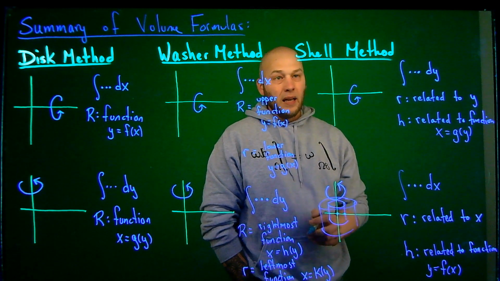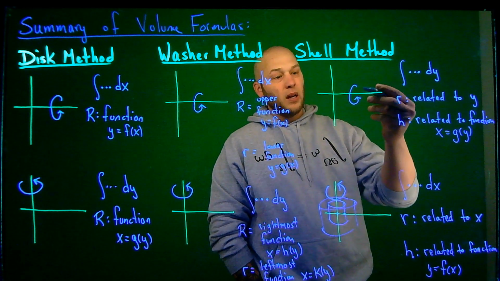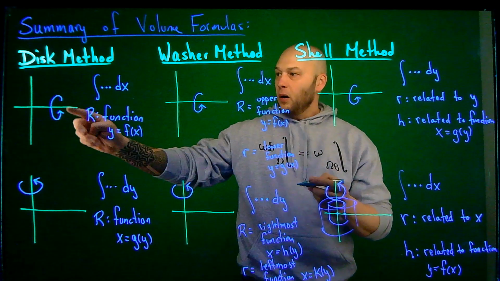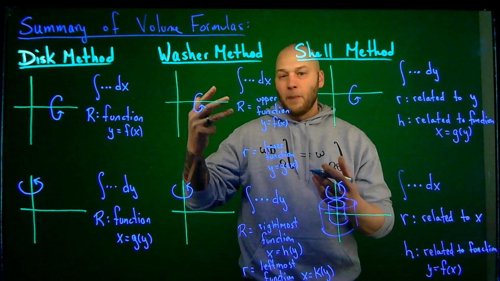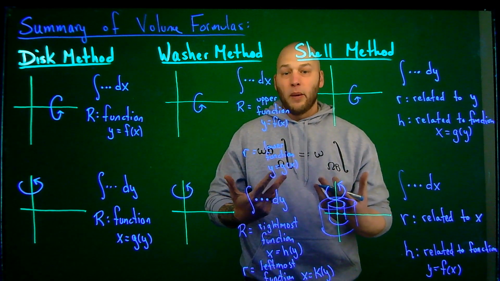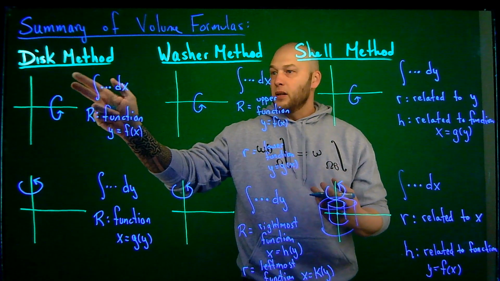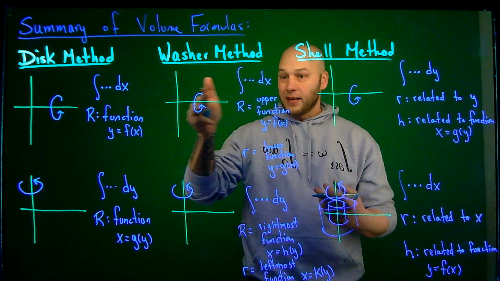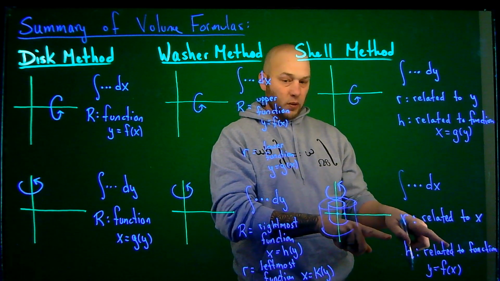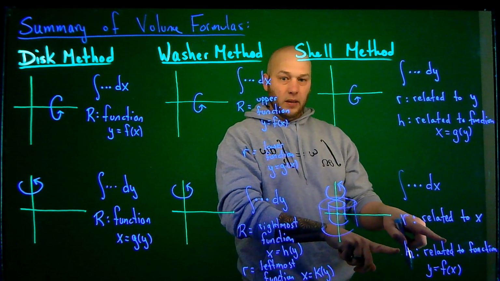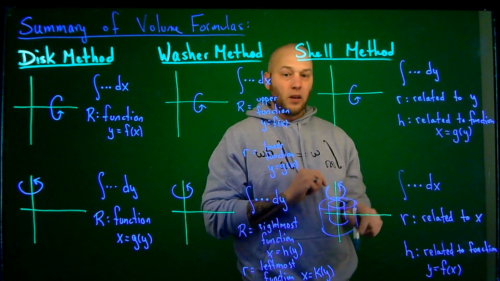Now, if I go to the case where I rotate about the x-axis, notice over here in the disk and the washer method, the easier one to think about, or the one you're probably first introduced to, is rotation about the x-axis, because everything's with respect to x. Down here, it's rotation about the y-axis that I have with respect to x. So this is probably the first one with the shell method that you're introduced to.